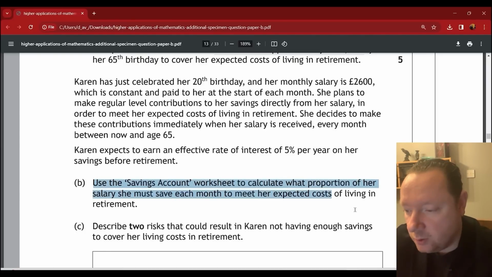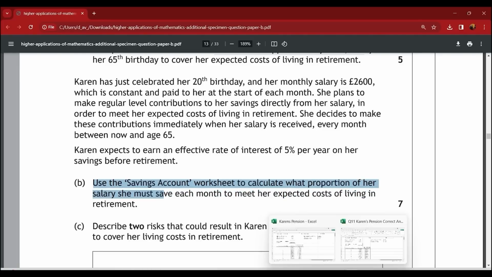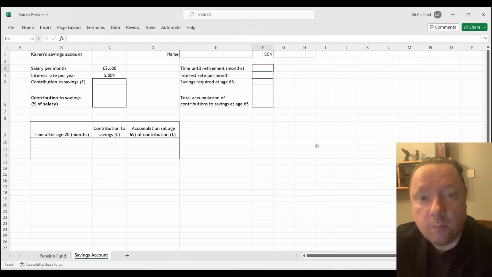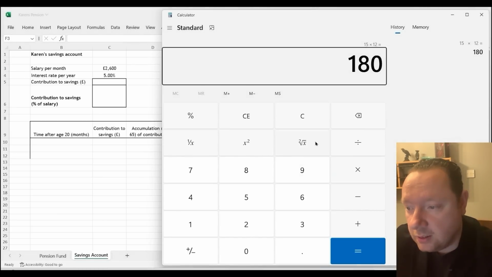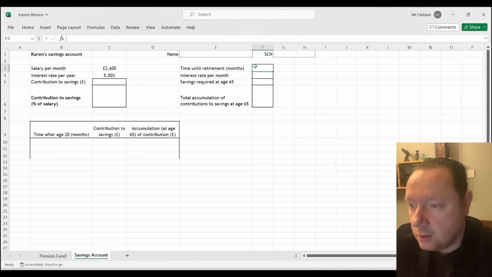So let's go back to the spreadsheet. So savings account is this one. We've got some boxes filled in already. Time until retirement in months. She's just completed her 20th birthday and it's up to 65. So that's 45 years times 12 months, which is 540. So we can type in 540 in here.